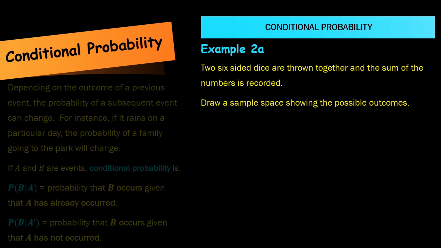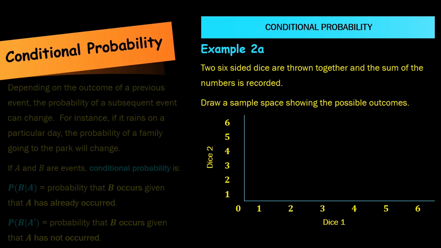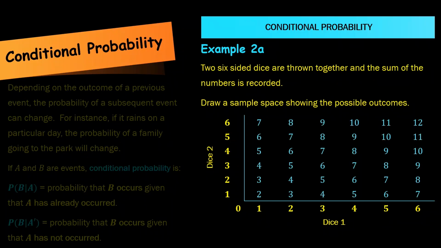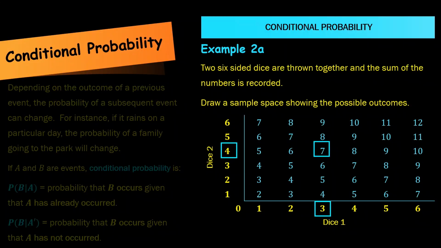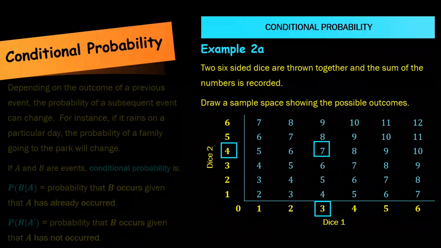So let's begin. We're going to put the dice 1 possibilities on one side and the dice 2 possibilities on the other, like so. And so we can either throw a 1 and a 6, giving us 7, or a 3 and a 4, giving us 7 again, or a 5 and a 1, giving us a 6 altogether.